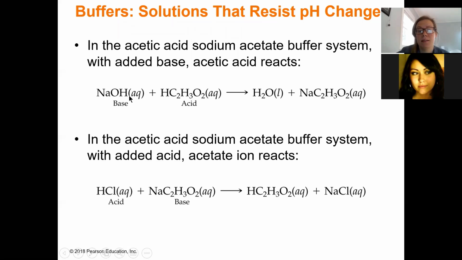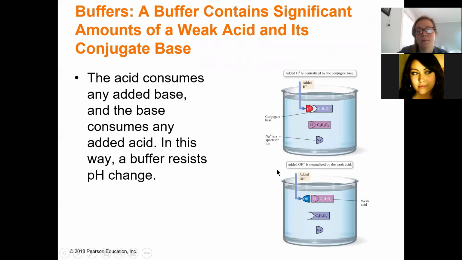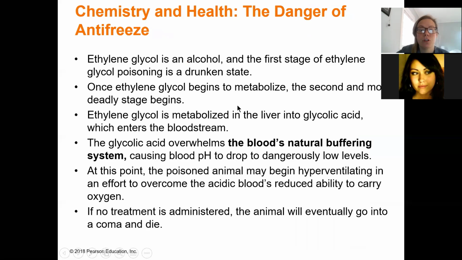If I was to add base, the acid would eat it up, neutralize it. If I add acid, the conjugate base will eat it up and form a salt to neutralize. So again, a buffer solution contains a significant amount of a weak acid and its conjugate base. That's what makes a really good buffer solution.